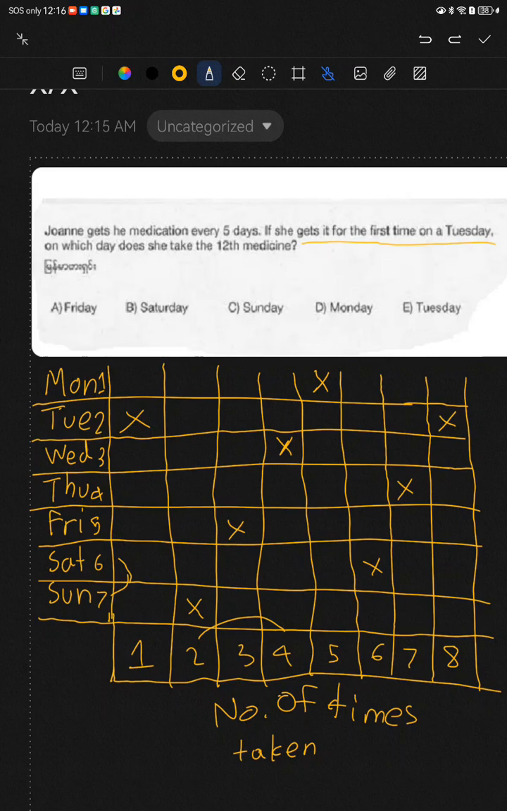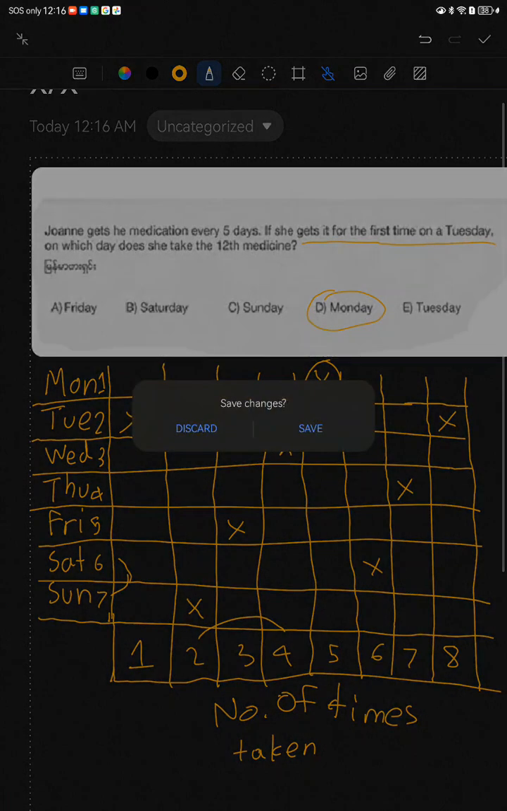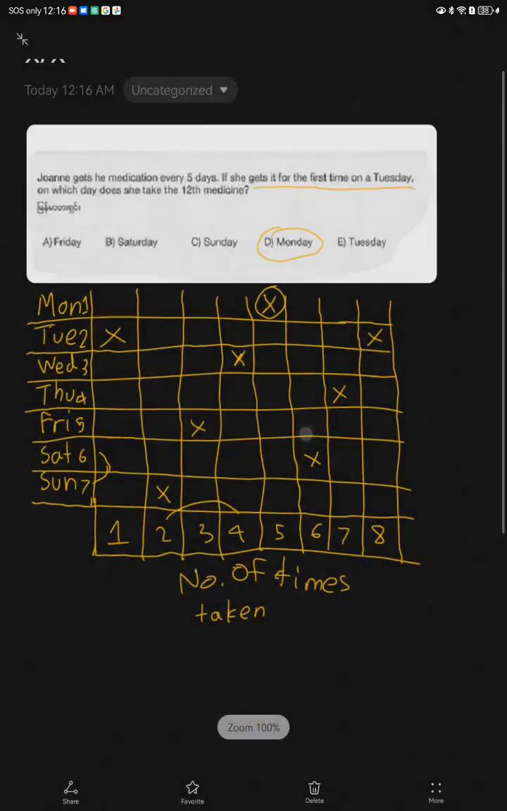Then on the 10th time she takes the medicine, she'll be on Friday. Then on the 11th, she'll be on Wednesday. And then on the 12th time she takes the medicine, she'll be on Monday. So D is the correct answer. And that's it for problem 4.